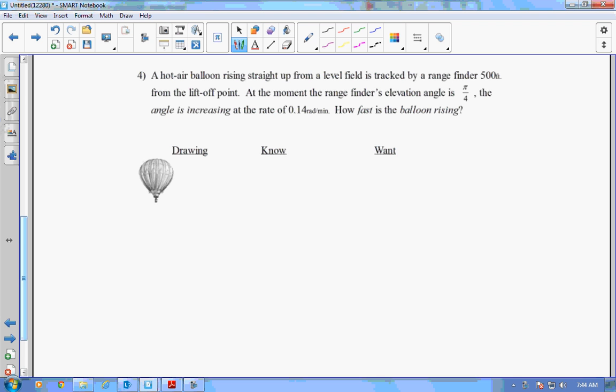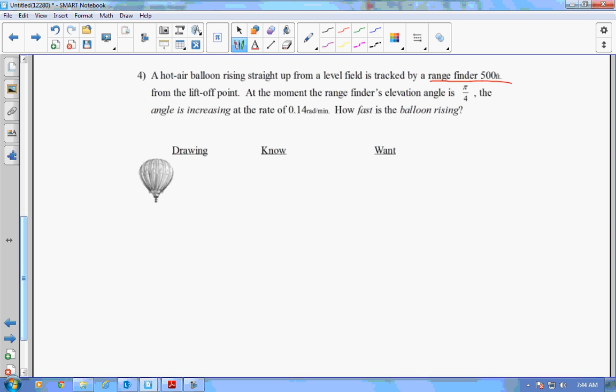Okay, when you go through and read these, let's underline anything that sounds important. Raise your hand when you hear something that we should probably underline because we're probably going to use it. A hot air balloon rising straight up from a level field is tracked by a rangefinder 500 feet from the liftoff point. Okay, nothing important yet? Are you sure? What should we underline? We have a rangefinder that's 500 feet out. So level field, we know the ground's going to be flat.